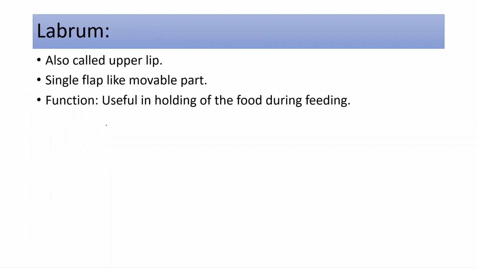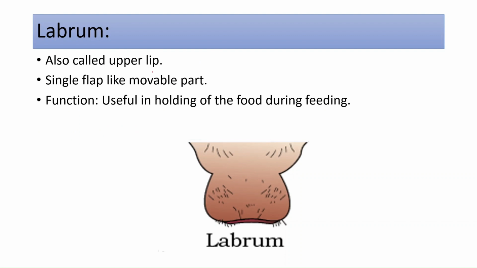The first one over here is labrum. Now labrum is also called the upper lip, and this is a single structure. It is not present in pairs, so it is single. It looks like a flap, right? So it is a single flap-like movable part of the cockroach.